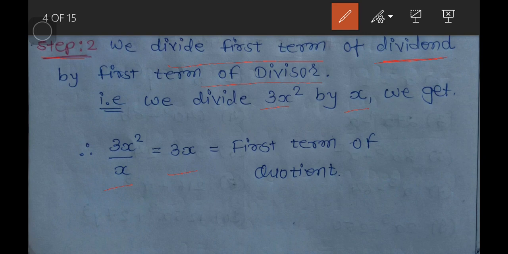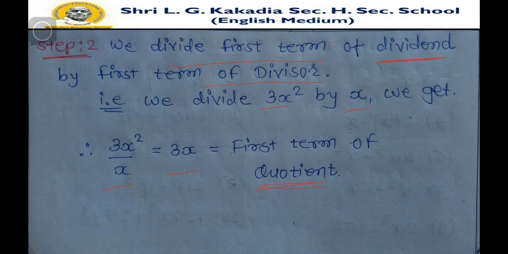It is the first term of our quotient that we divide. If we want to divide, then we follow this step: the first step is that we put it in standard form. Then, in the second step, we divide the first term of the dividend by the first term of the divisor, that is, we divide 3x square by x, and we get 3x as our first term of the quotient.